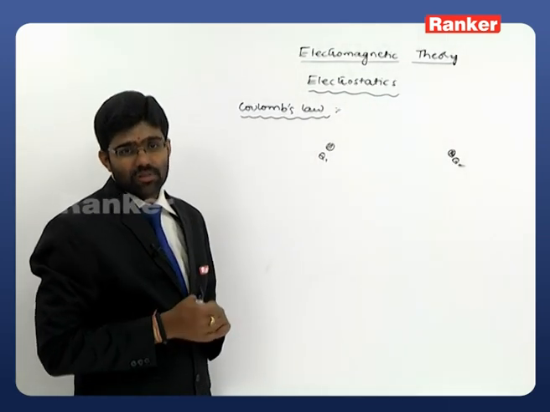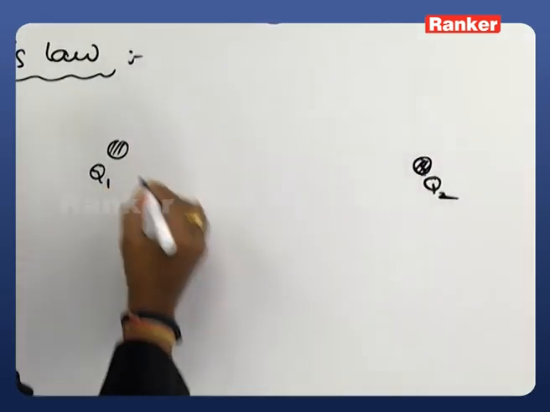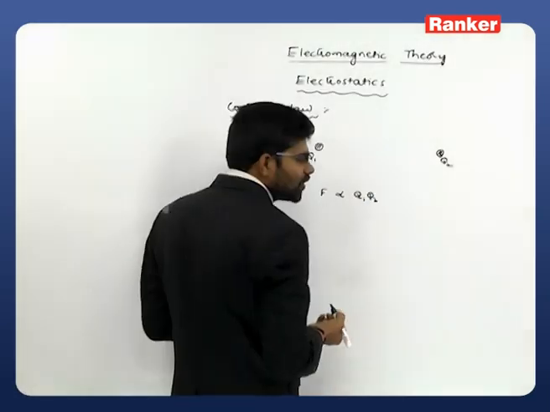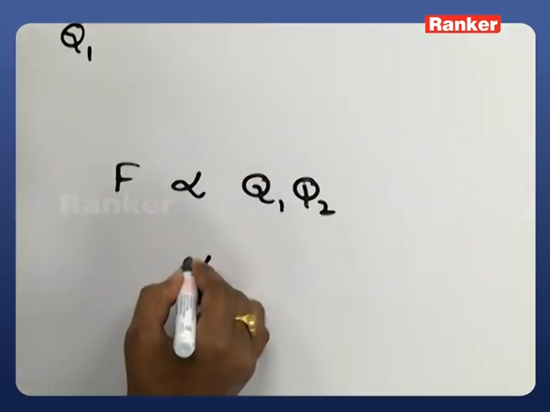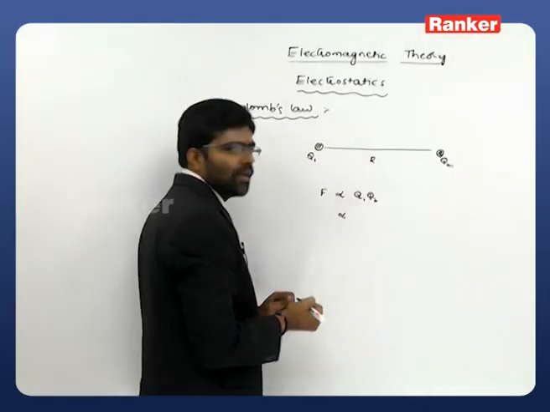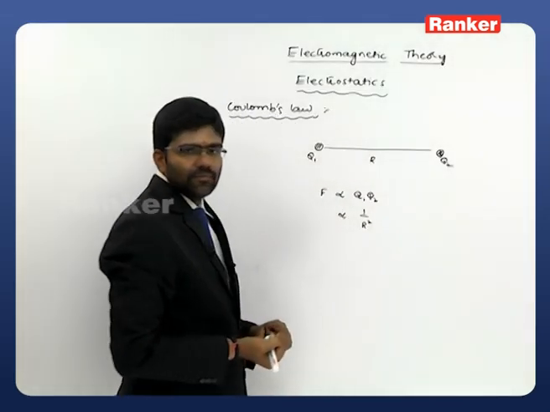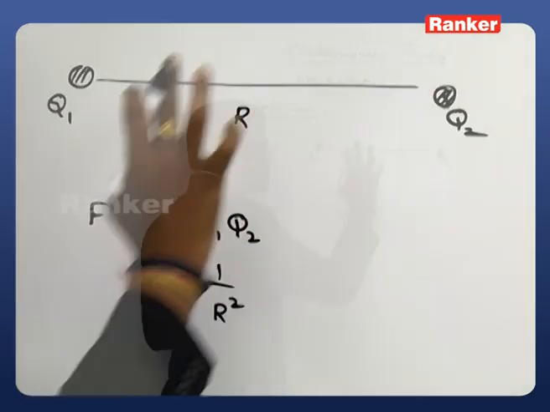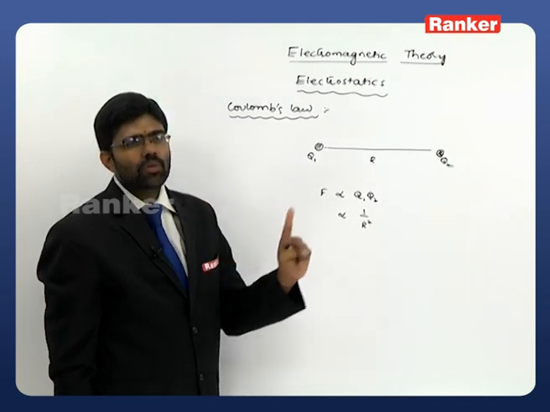What he proposed is that the force between these two point charges is directly proportional to the product of the charges, that is Q1 into Q2, and inversely proportional to the square of the distance between them. If the distance between them is r, the square of the distance is r square. And the third point, the direction is along the line joining these two charges. So these are the three points we need to remember related to Coulomb's law.